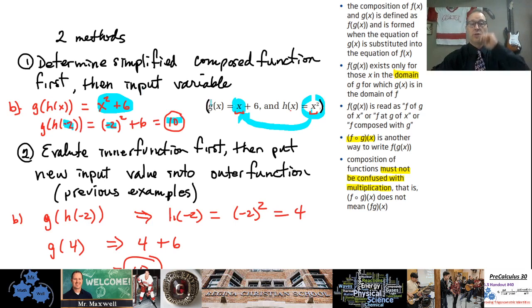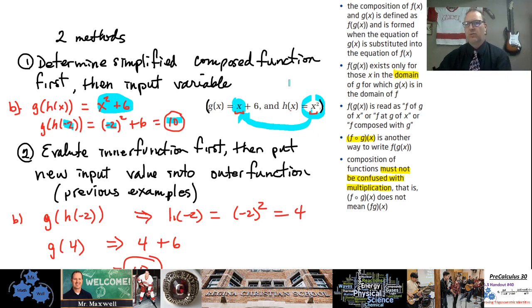Okay? So again, you can evaluate the inner function and then use that answer for the outer function, or you can slam both functions together right away and get a new expression for the composite function, and then just put your x value into the new expression. Slightly different, but there's your two different methods from there, okay?